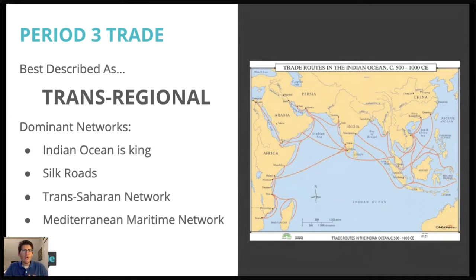And even though trade is growing in these networks, the Indian Ocean Network is going to carry the highest volume of trade. So that's what we're referring to. A question in the chat I see: trans-regional, just across regions. Yes, exactly. So that's how we best describe it.